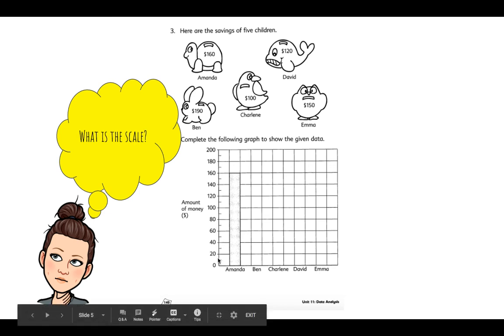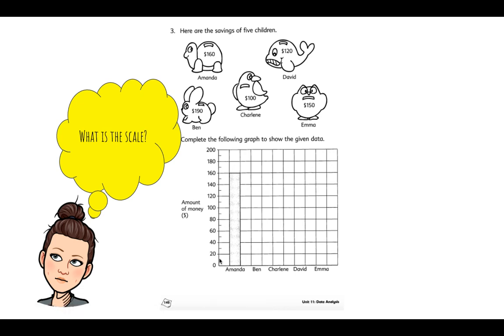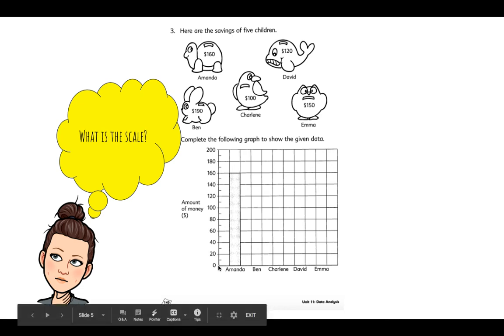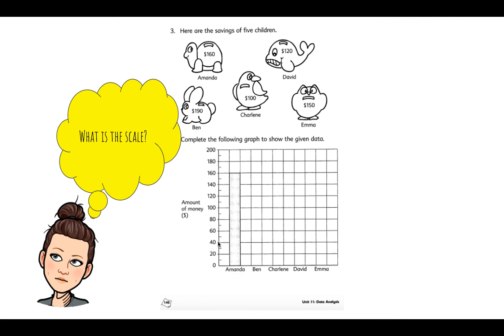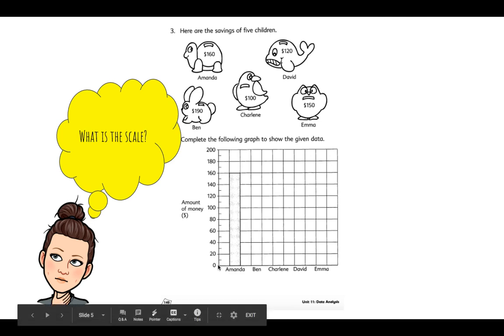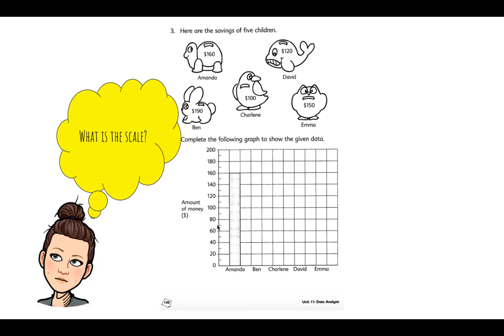So what is that middle line going to be? It's going to be 10, right? Because half, right, between 0 and 20 is 10. So then what's going to be here? 20 and 40. What's this one? What's halfway between 20 and 40? It's 30. Good. So it goes 0, 10, 20, 30, 40, 50, 60, 70, 80, 90, 100.